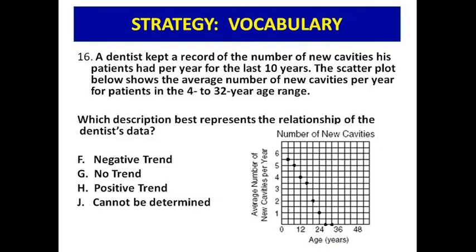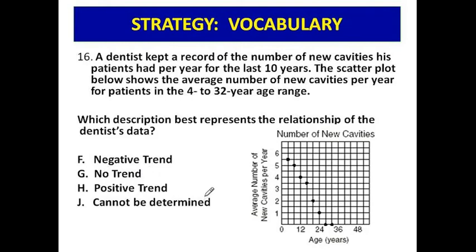It's me again. Got another math TAKS question for you. Let's take a look at it. This one has to do with math vocabulary again. It says a dentist kept a record of the number of new cavities his patients had per year for the last 10 years. The scatter plot below shows the average number of new cavities per year for patients in the 4 to 32 year age range. Which description best represents the relationship of the dentist's data? F, negative trend; G, no trend; H, positive trend; J, cannot be determined.